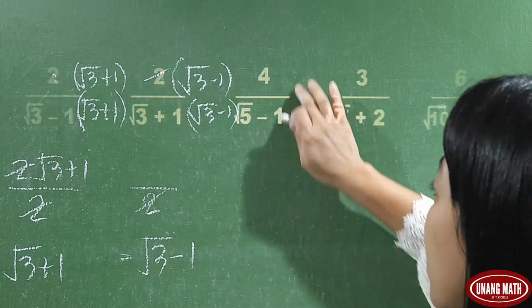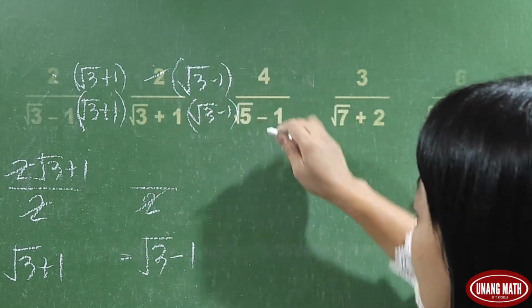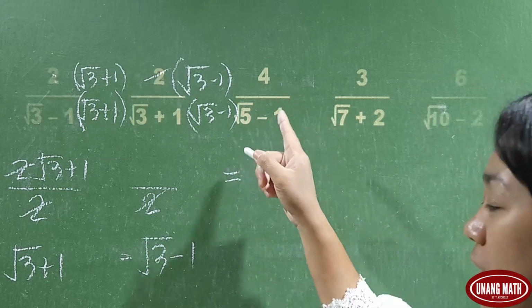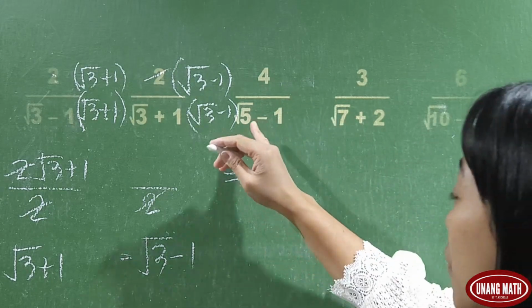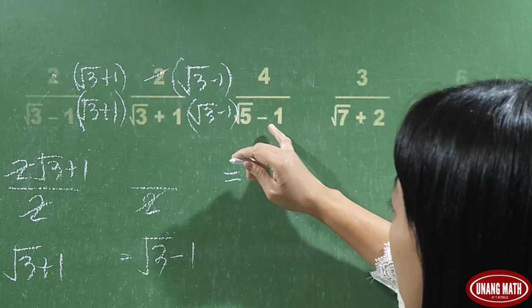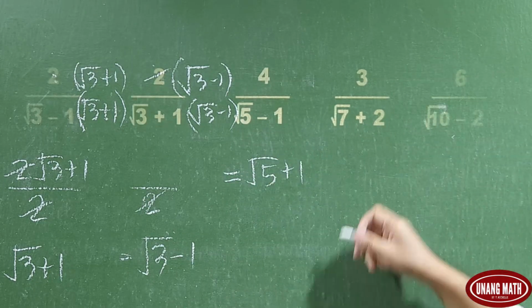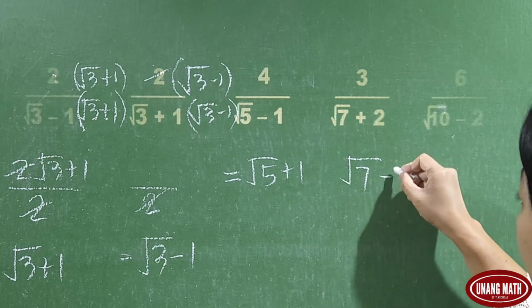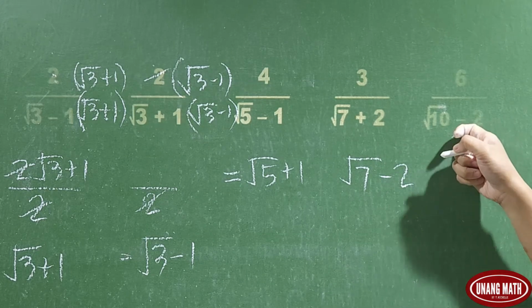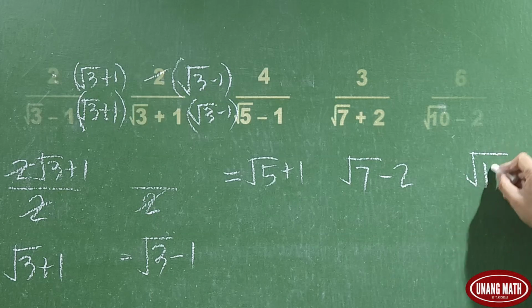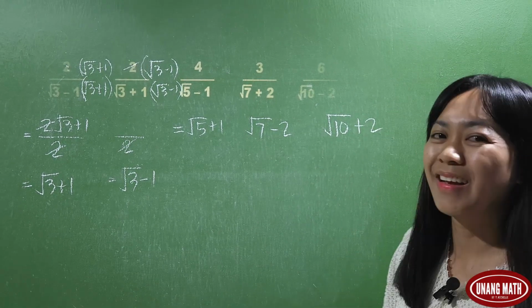So it means in this fraction, numerator and denominator are the same. So the result would be the same number but opposite sign. So this is square root of 5 plus 1. What about here? Square root of 7 minus 2. And for this fraction, the result would be square root of 10 plus 2.